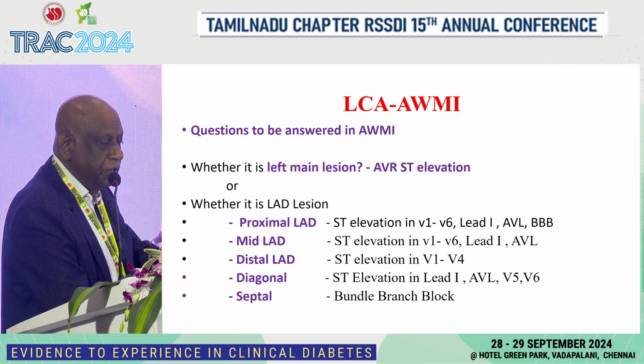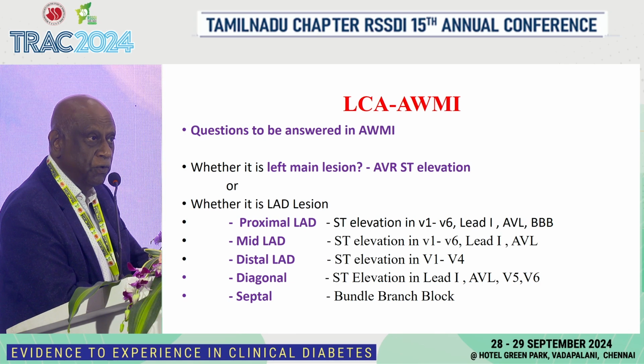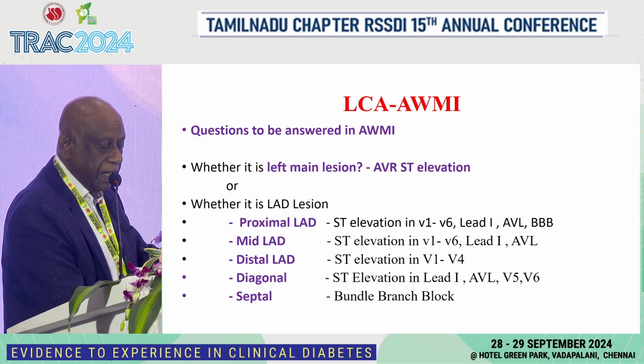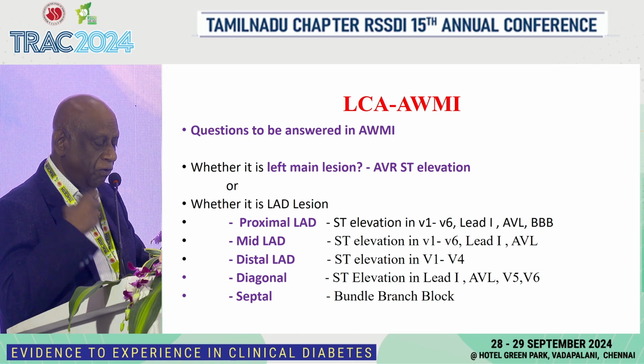I'll just briefly go into it. In the left coronary artery, anterior wall myocardial infarction, you will have to answer whether it is a left main or whether it is a distal lesion. In a proximal LAD, there is an ST elevation V1 to V6, lead 1 and AVL, and an RBBB can also be there. When there is a mid LAD, there is an ST elevation V1 to V6, lead 1 and AVL. Distal LAD, ST elevation in V1 to V4 only. The diagonal you will have lead 1, AVL, V5, we used to call it an anterolateral wall infarction.